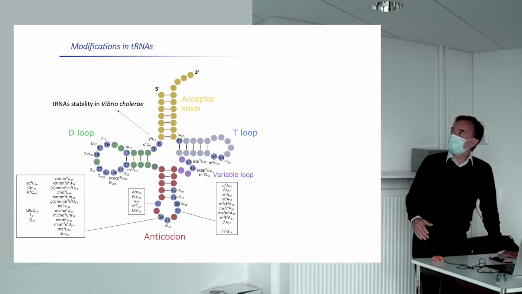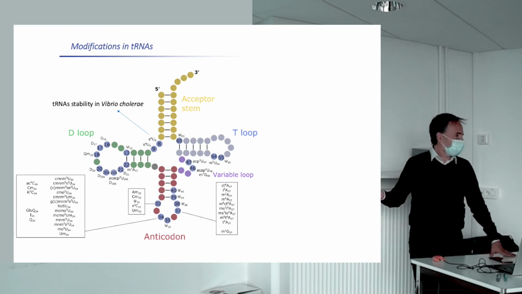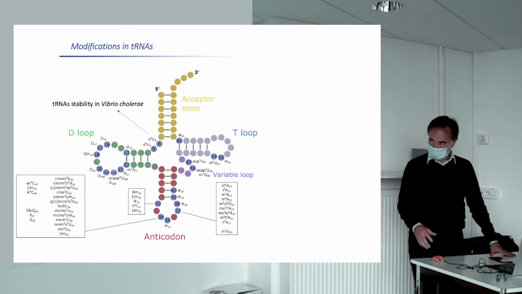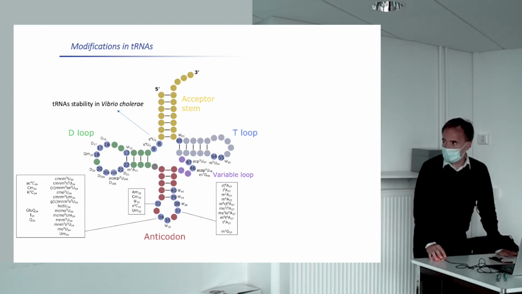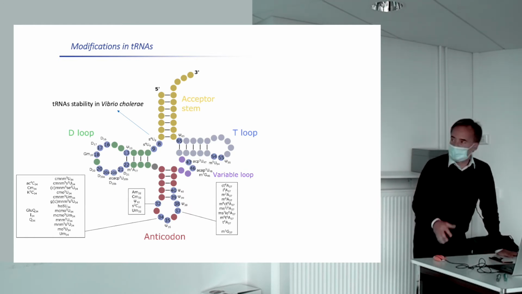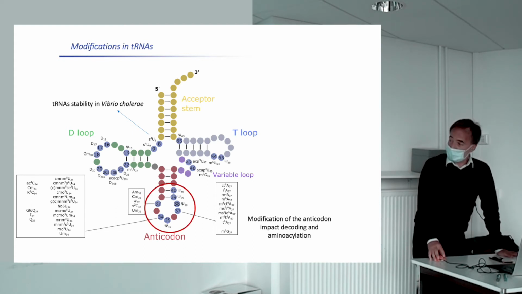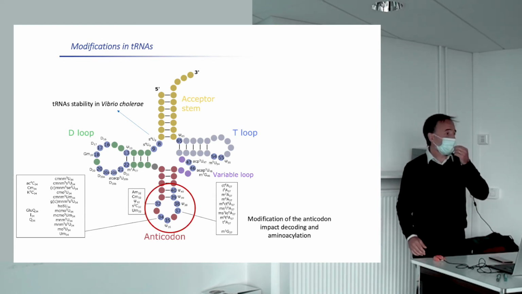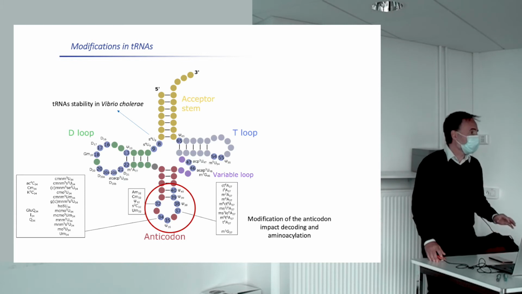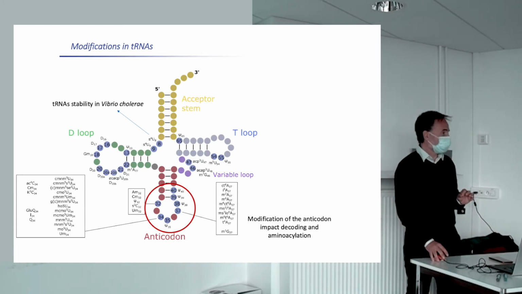And now we go with the tRNA modification. This is the tRNA molecule. As you can see here, we have many more modifications present on the tRNA. Those are all the nucleotides that can be modified in the tRNA, and the modifications are accumulating in specific spots of the tRNA molecule.